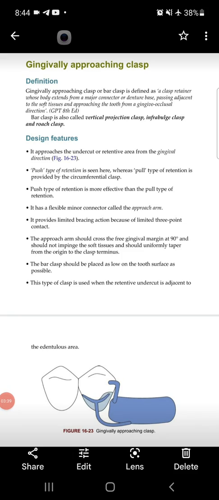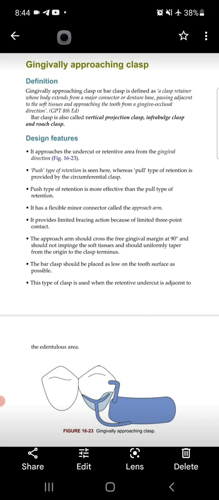Now come to the design features. It approaches the undercut or retentive area from the gingival direction, as in figure 16.23. Push type of retention is seen here, whereas pull type of retention is provided by the circumferential clasp. This means the gingivally approaching clasp provides push type retention, but we already discussed the circumferential clasp, which provides pull type retention. Push type of retention is more effective than pull type of retention.